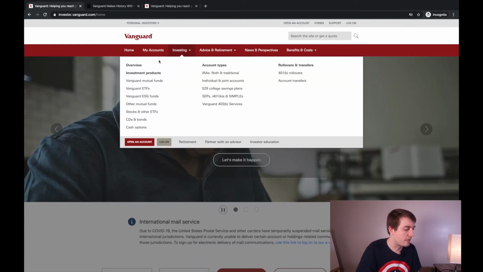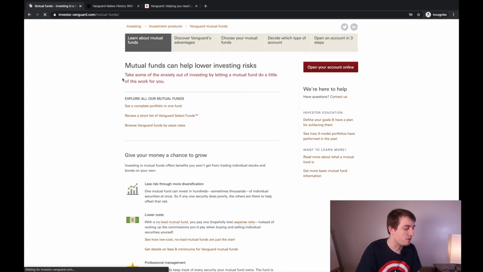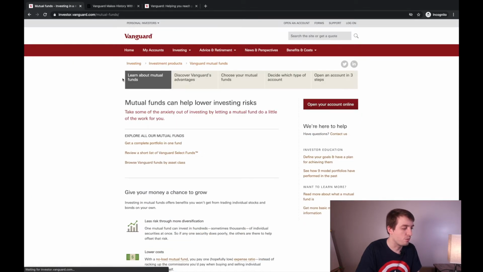So let's say once you have your account open, you're looking at what to do. You can look here. And usually I like to show more into the mutual funds here. The good thing about Vanguard is that it can all be done online: buying funds, funding your account and everything, and then investing.